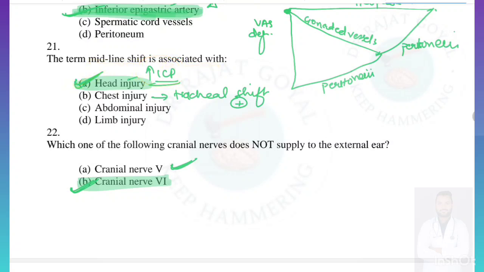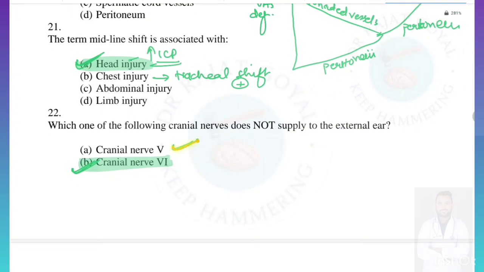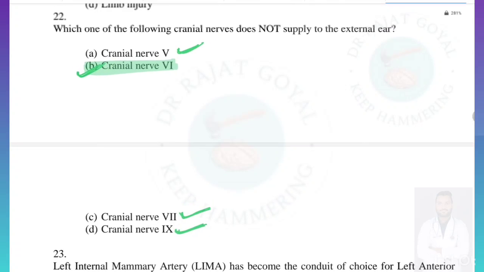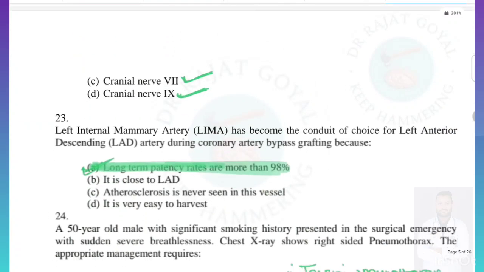Which of the following cranial nerves does not supply the external ear? So cranial nerve fifth supply. We know that cranial nerve 5th, 7, 9 and 10 supply. So 5, 7 and 9 supply, but not cranial nerve 6. So cranial nerve 6 does not supply the external ear.